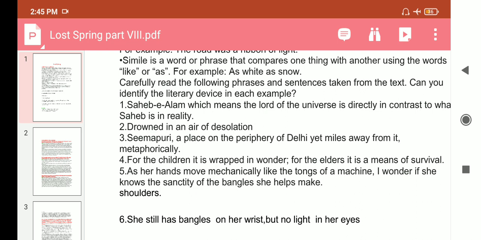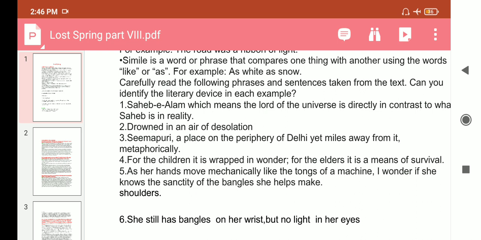Now the fourth one is, for the children it is wrapped in wonder, for the elders it is a means of survival. This is contrast. So number 5, as her hands move mechanically like the tongs of a machine, I wonder if she knows the sanctity of the bangles as she helps make. So here the literary device used is simile.